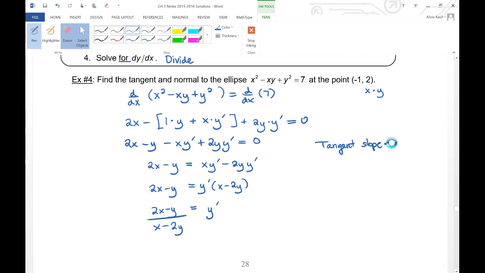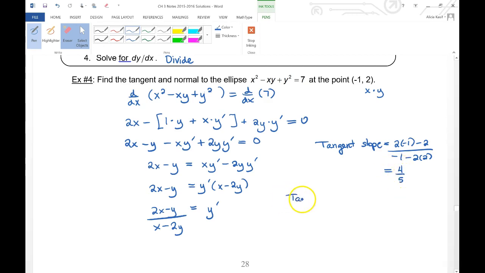So tangent slope is going to be 2 times negative 1 minus 2 over negative 1 minus 2 times 2. This is negative 2 minus 2, negative 4. This is negative 1 minus 4, so negative 5, so you should get 4/5. That was all the hard work. Now it's the really easy part.